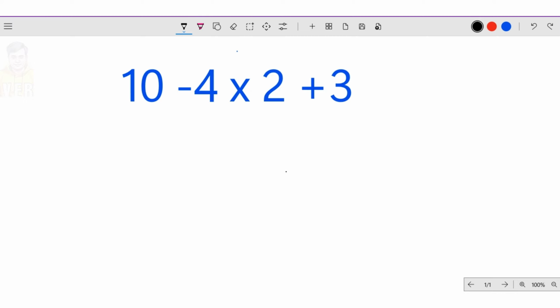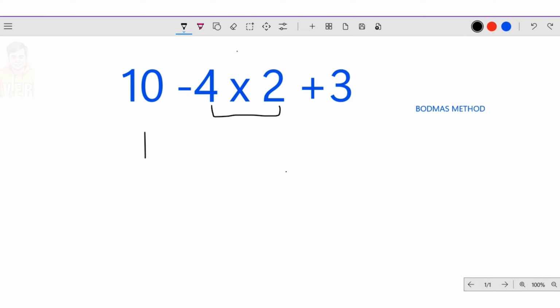Friends, we are going to solve another question from BODMAS, and the question stated 10 minus 4 into 2 plus 3 will be equal to what? So we will apply here the BODMAS rule. According to the BODMAS, first we have to solve multiplication because there is no division. So we will solve first multiplication, then 4 into 2 will be equal to 8.